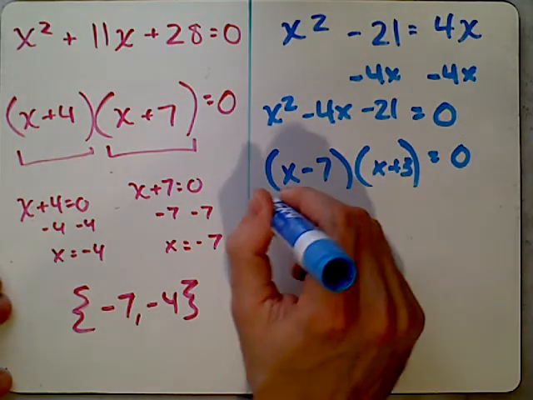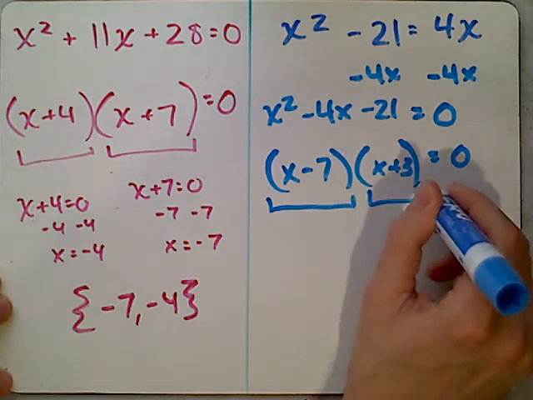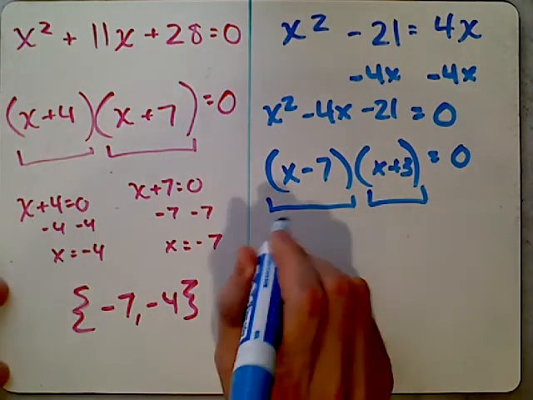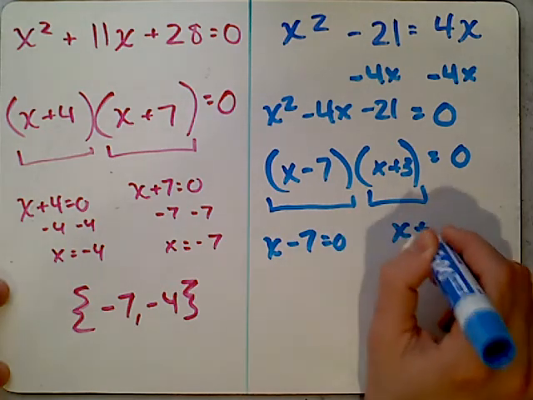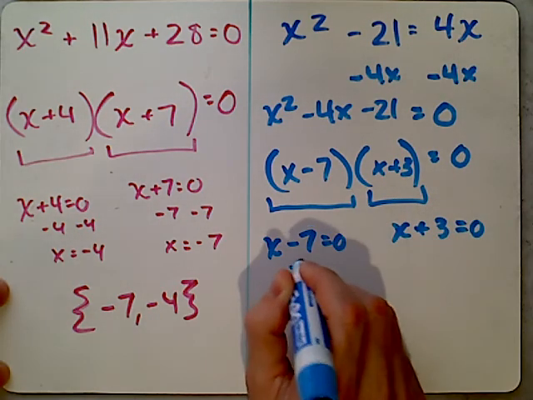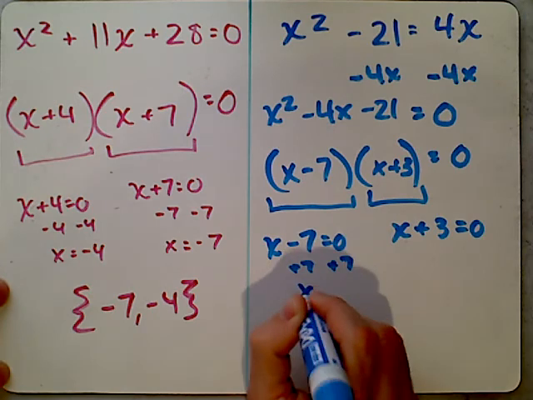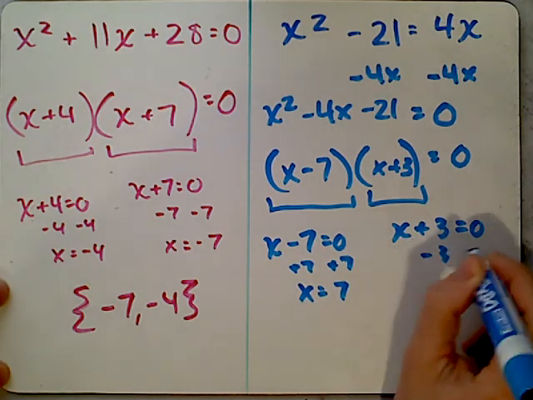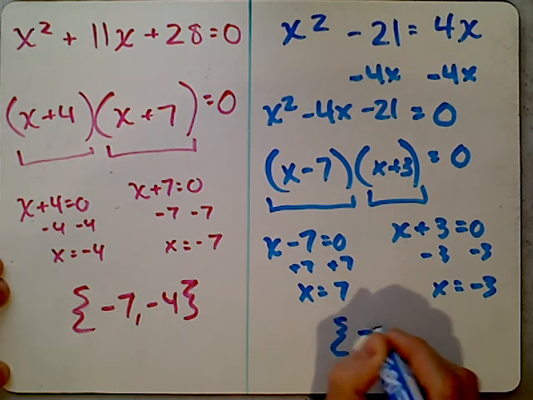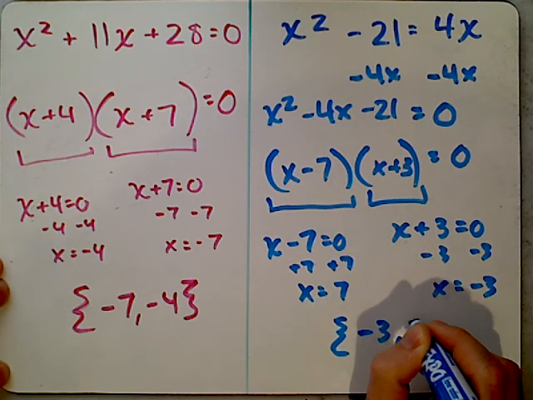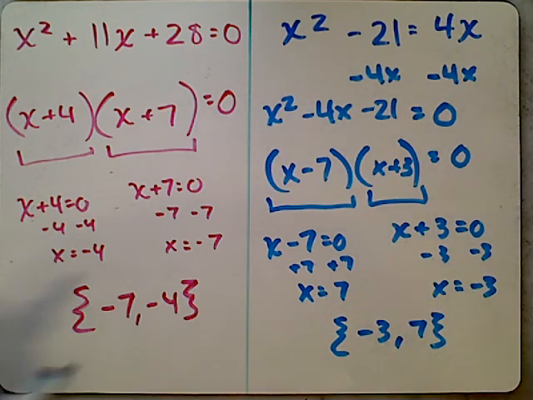We still haven't actually solved this one or this one using the zero product property. We haven't set this equal to 0 yet or this one equal to 0. So I'm going to make sure to do that. Adding 7 to both sides here gives you x equals 7. Subtracting 3 gives you x equals negative 3. And your answers from least to greatest are negative 3, then positive 7.